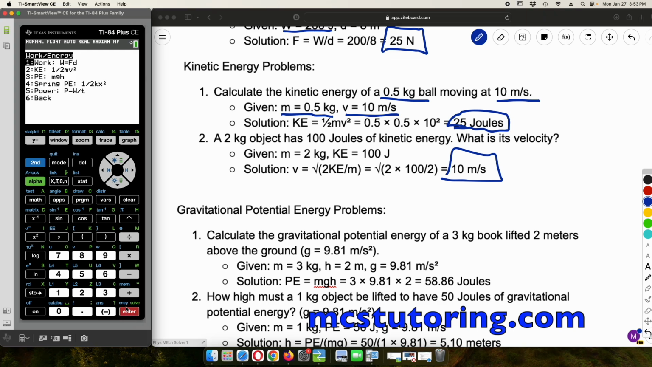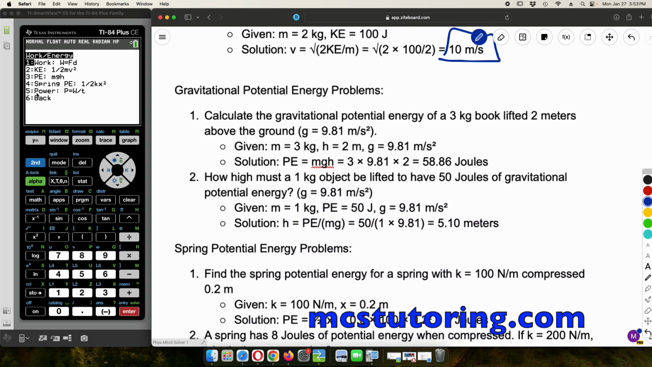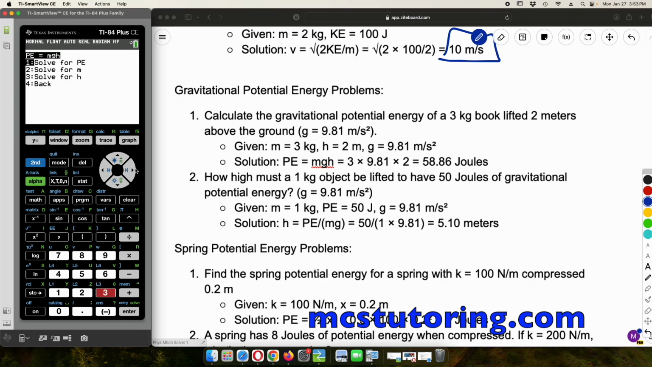Fantastic. We're going to go on to gravitational potential energy. That's actually just under PE, regular potential energy versus spring. So we're going to go to PE. Calculate the gravitational potential energy of a 3 kilogram book. So the mass is 3 kilograms, lifted 2 meters above the ground, so H is 2. And now, here's the G thing.